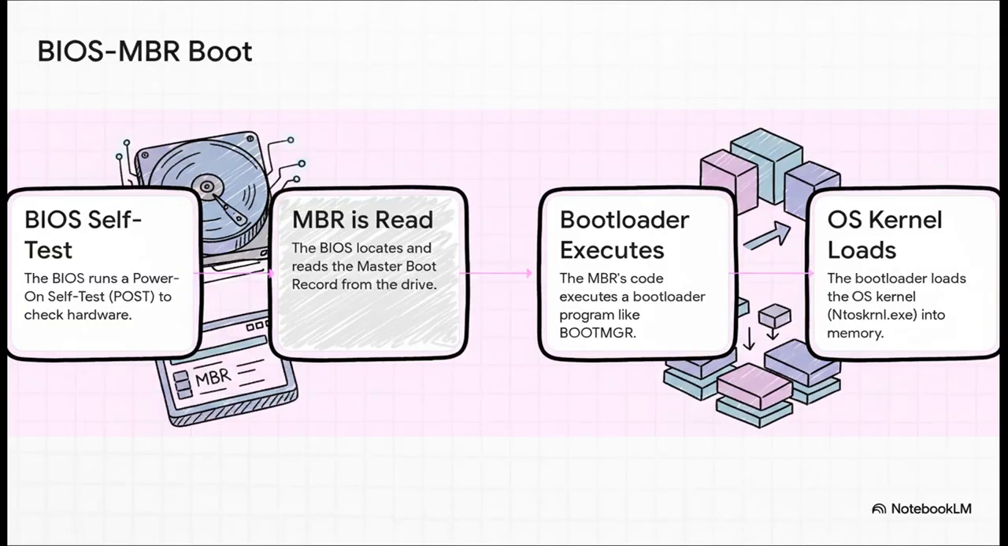In a classic MBR boot process, it's just this elegant chain of command. First, the BIOS firmware wakes up and runs a quick hardware check. Then, it locates and reads the master boot record from the drive. That little bit of MBR code then executes the main bootloader. And finally, the bootloader has one critical job: find the operating system's core, the kernel, and load it into memory. And once that kernel is active, your computer finally springs to life.